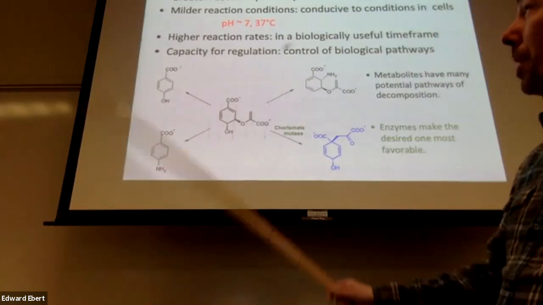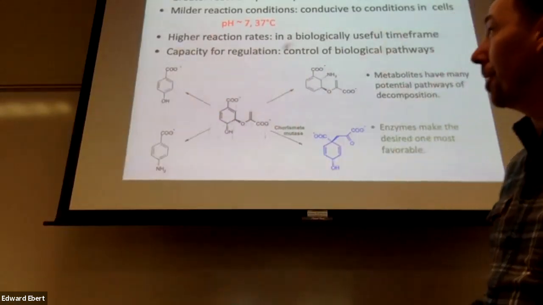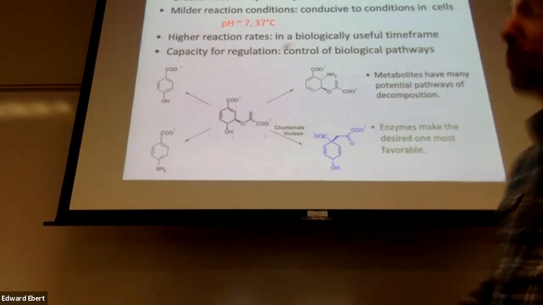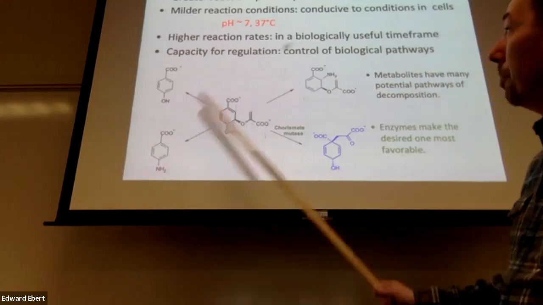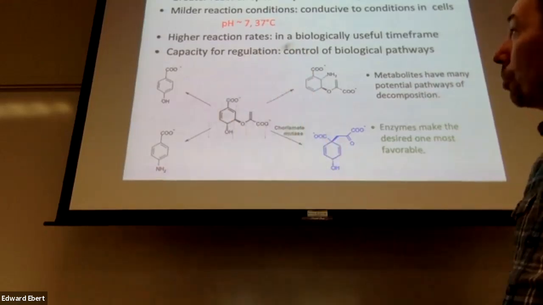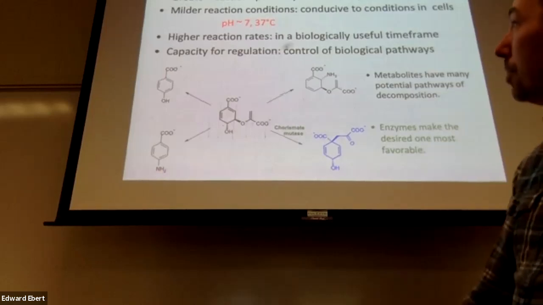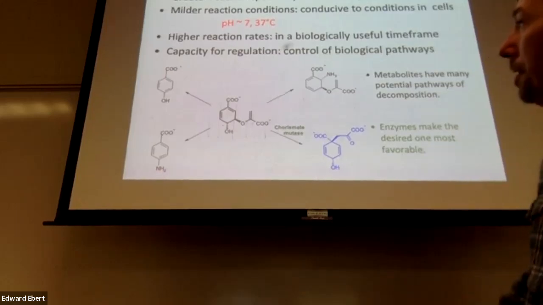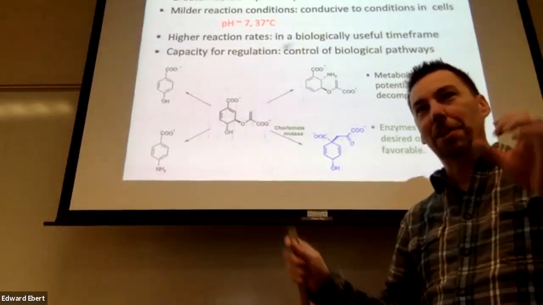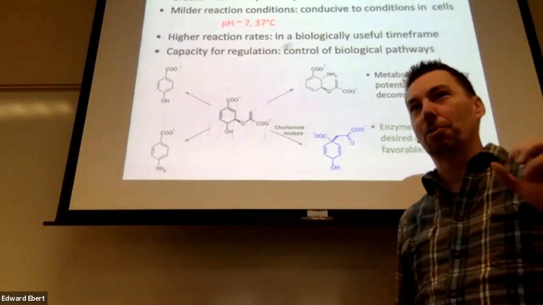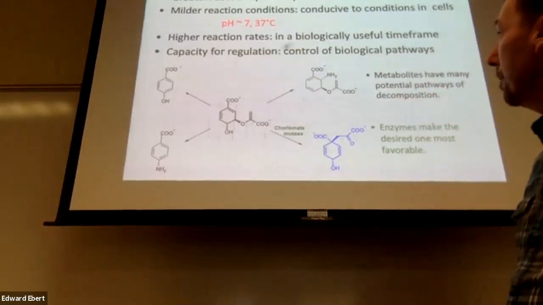So you don't have to worry about shunting and making minor products or other unintended, unuseful ones. So biocatalysis is more efficient. Typically, we're going to see higher reaction rates that occur for a biologically useful time frame. Right? And the other neat thing about them is because we have these big molecules, they have sites for regulation. So we can turn them on and turn them off, or slow them down and speed them up.